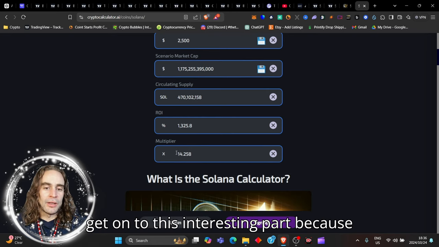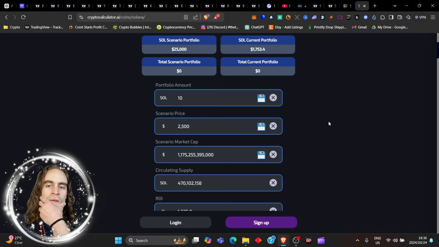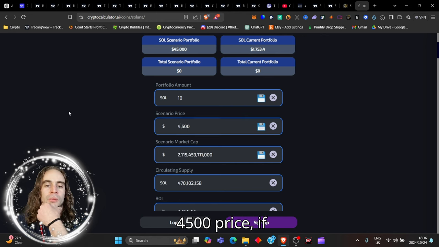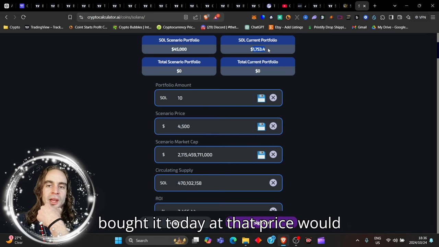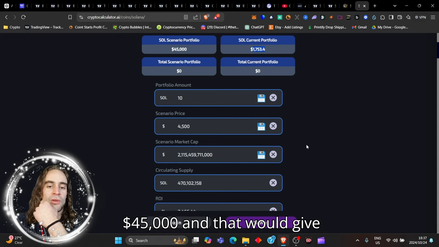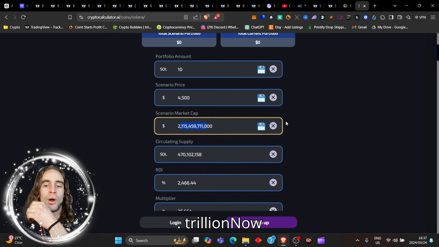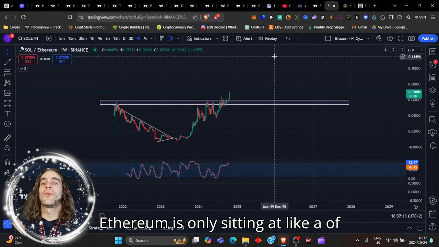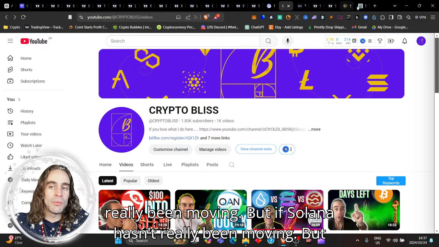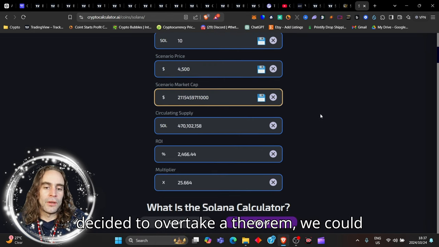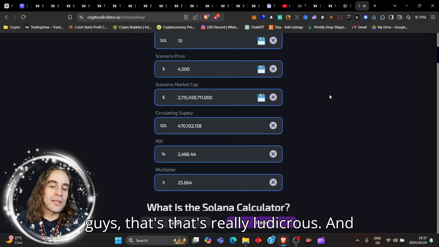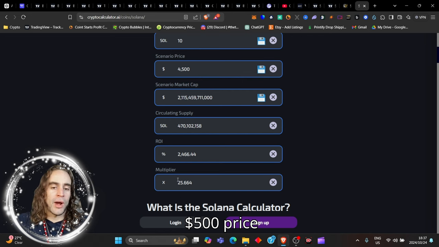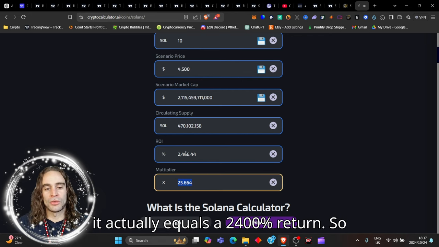So let's get on to this interesting toggle, because that takes us to like a 14x over here. Okay, if we were to look at the 4,500x price, if you had 10 Solana, and you bought it today at that price, would convert into about $45,000. And that would give us a Solana market cap of $2.1 trillion. Now, honestly, could it beat Ethereum at the current rate that it's busy going? Because Ethereum is only sitting at like a $380-$400 billion market cap. But Ethereum hasn't really been moving. But if Solana decided to overtake Ethereum, we could see a $2.1 trillion market cap. Honestly, guys, that's really ludicrous. And you can see here that from the current price right now, $4,500 price doesn't equal a 2,000% return, okay? Because it actually equals a 2,400% return.